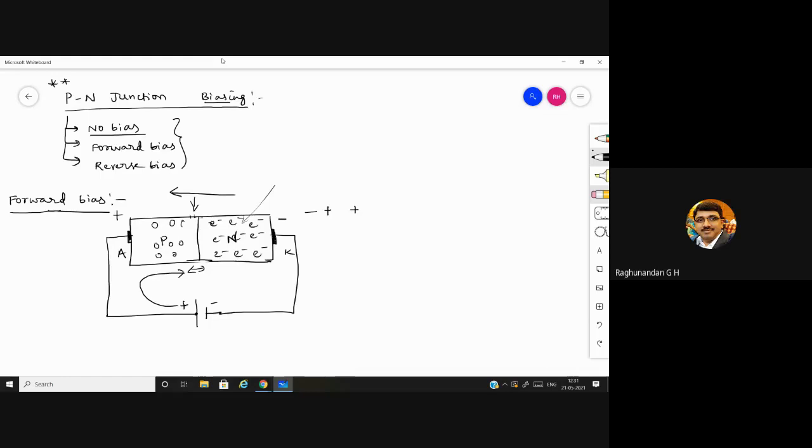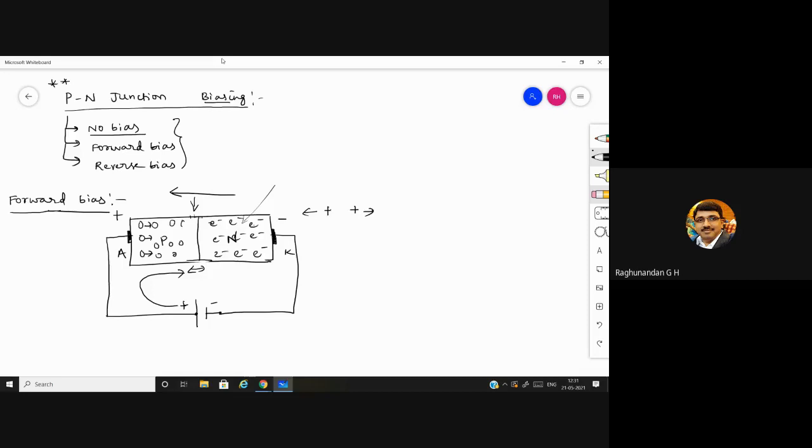They'll repel. They will repel, right? Yes, sir. When you connect this positive terminal to the P layer, these holes which are here get repelled. In the same way, here we have negative voltage at the negative terminal, which is connected to the N layer, which has electrons.